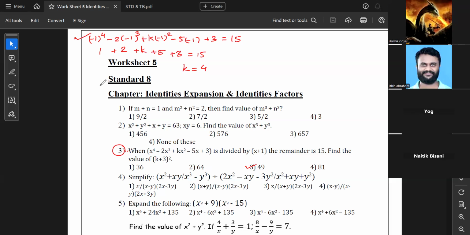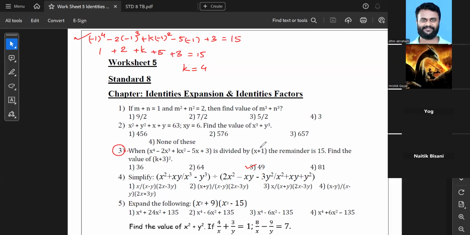Yes, Rishik. Sir, I had a doubt in this technique. In this technique, sir. Share what's your doubt. Sir, I didn't understand why you took -1. You are supposed to divide it with x plus 1, right? So x plus 1 equal to 0 gives you x equal to minus 1. Okay, sir. Thank you.